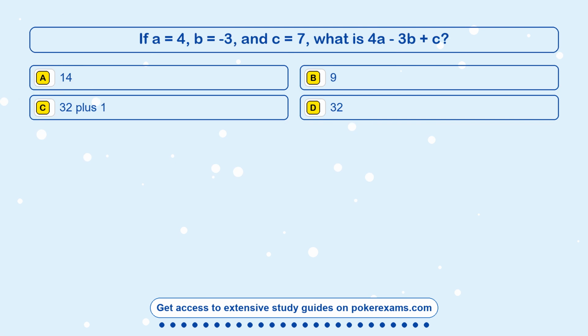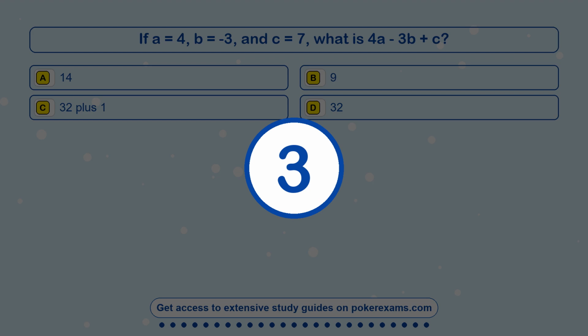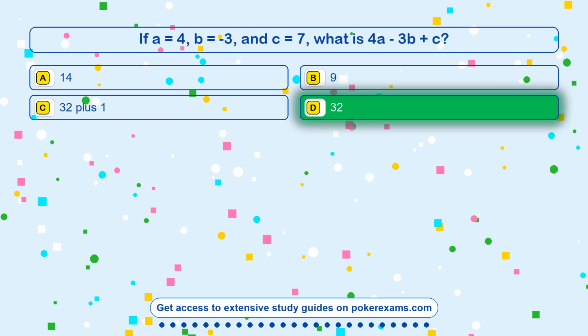Question 8. If A equals 4, B equals -3, and C equals 7, what is 4A - 3B + C? Option A: 14. Option B: 9. Option C: 32 plus 1. Option D: 32. The correct answer is option D, 32.